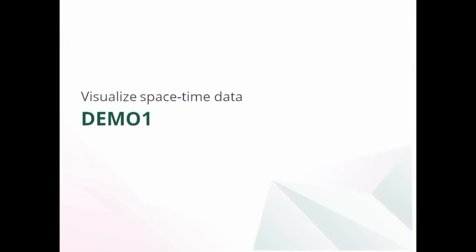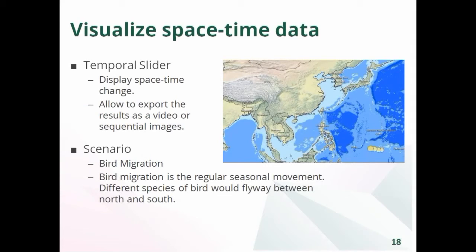Okay, in the first demonstration, I will show you how to use temporal slider to visualize space-time data. As I mentioned before, in SuperGIS Desktop 3.3, users can only display data in a static way. Many dynamic changes, such as the process of disaster distribution or the moving path of a typhoon, are hard to observe. Therefore, I think it is very important to add a timer function to display data in a dynamic way.